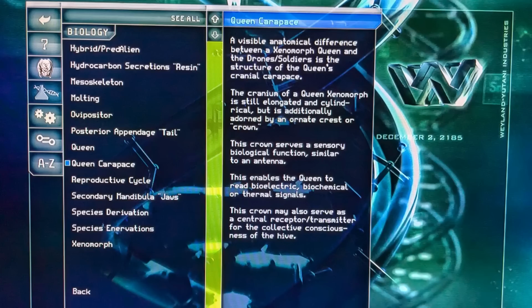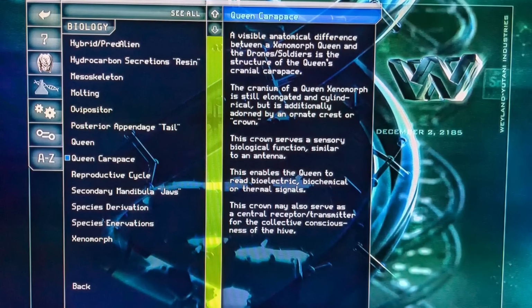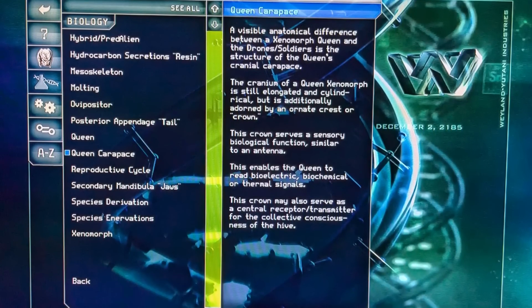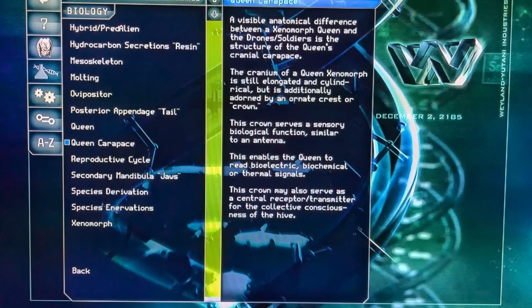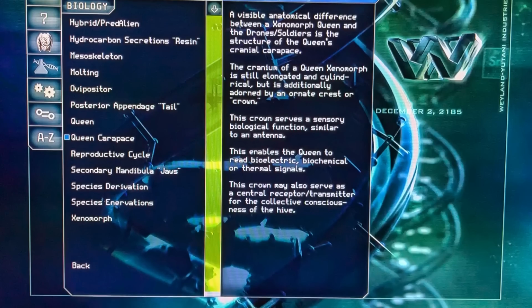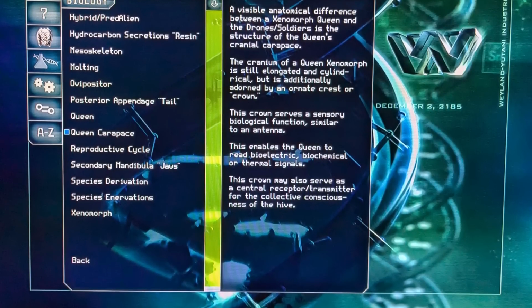The crown serves a sensory biological function similar to an antenna, and it enables the queen to read bioelectric, biochemical, or thermal signals. The crown may also serve as a central receptor/transmitter for the collective consciousness of the hive.